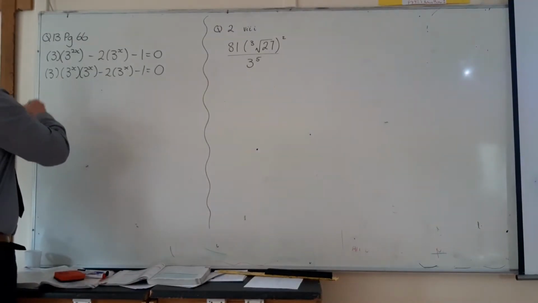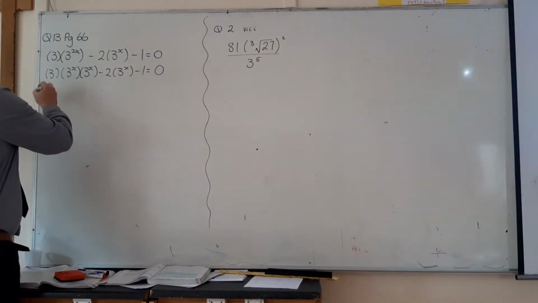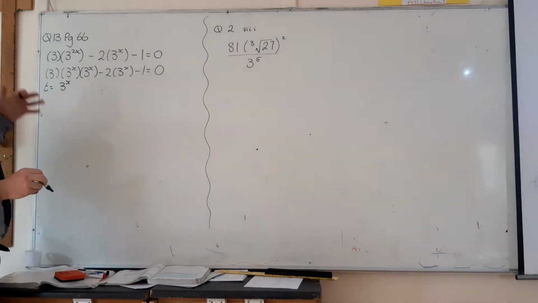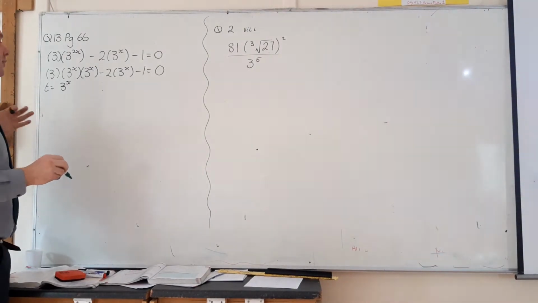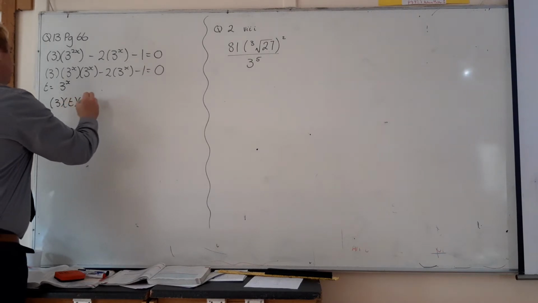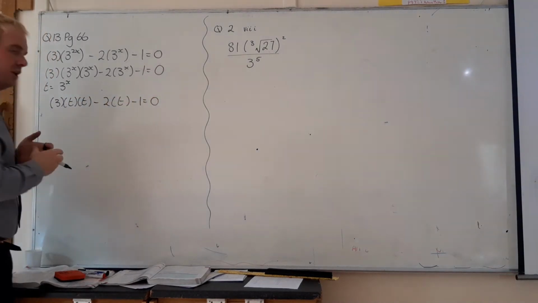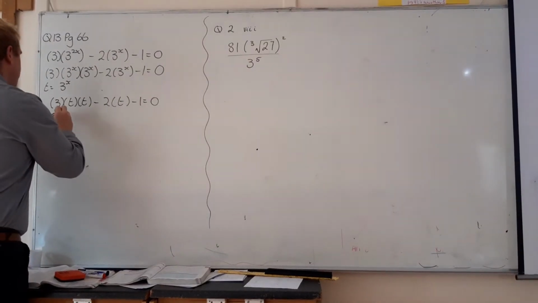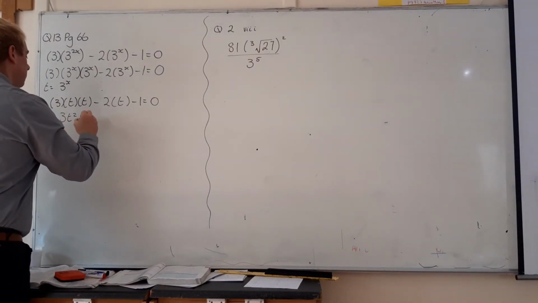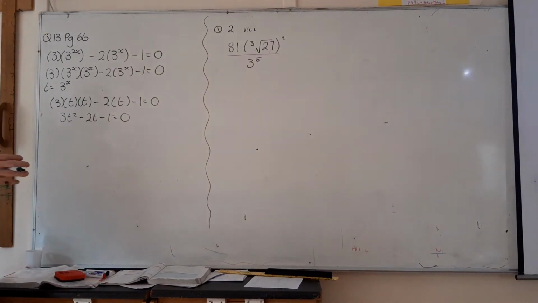It's at this point the book uses the letter t, and I'm going to stick with the letter t. I'm going to say that t is 3 to the x, and I'm going to replace 3 to the x in the sum with the letter t. And what you'll start to see forming now is a quadratic. And we can factorize that quadratic.